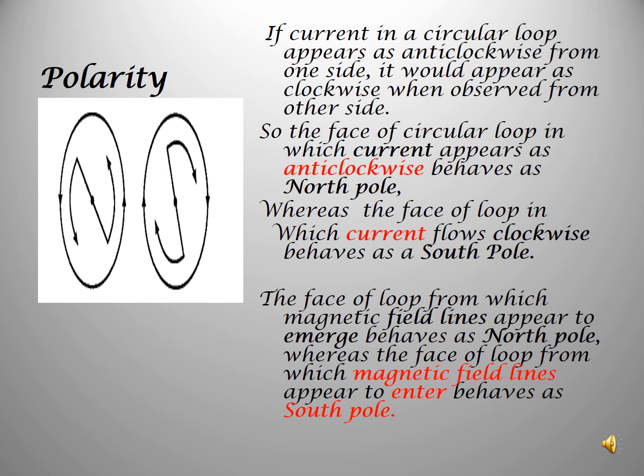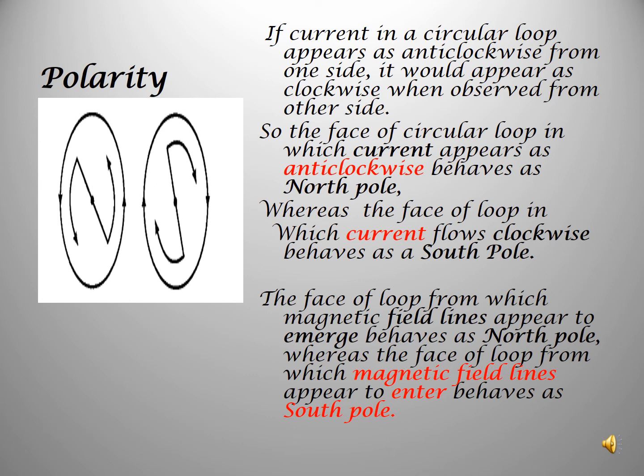So the face of a circular loop in which current appears as anti-clockwise behaves as north pole. This diagram is very, very important because it will help you to determine polarity. Whereas the face of the loop in which current flows clockwise behaves as a south pole. It's very easy to remember. Look at the figure. The S points towards clockwise direction, and N points towards anti-clockwise direction.